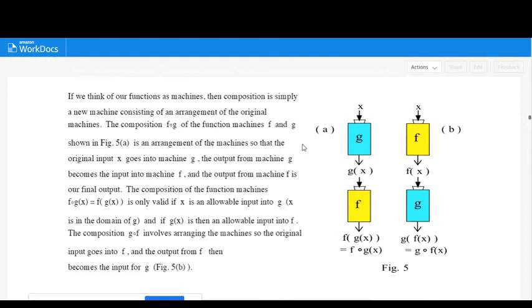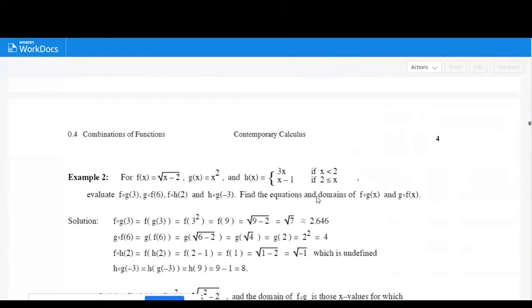Okay, so para siyang machine. So x will go to machine g, so to get g of x. So yung g of x naman na sagot will go to machine f, then you'll get f of g of x. So we have x here, pupunta siya kay f, and then makukuha natin si f of x. So papasok naman siya sa machine g. So kukuha natin si g of f of x.